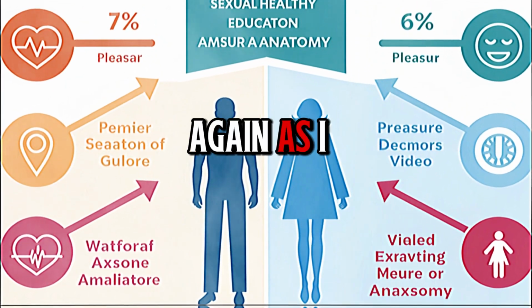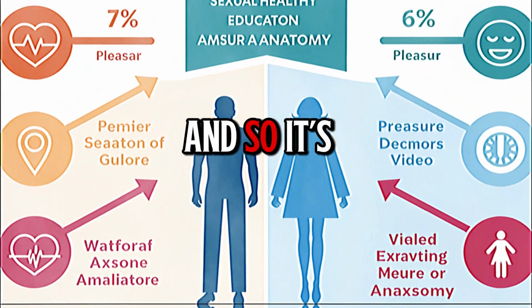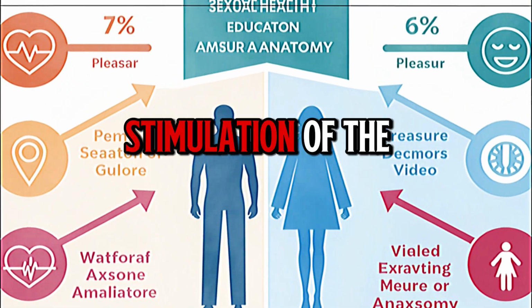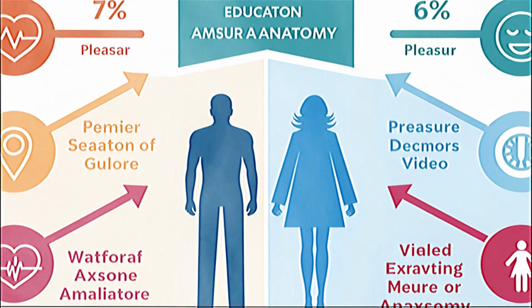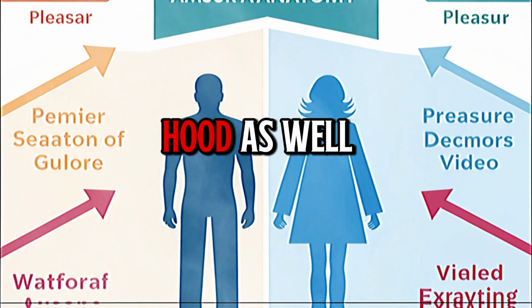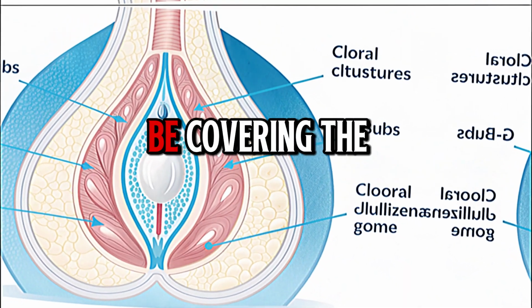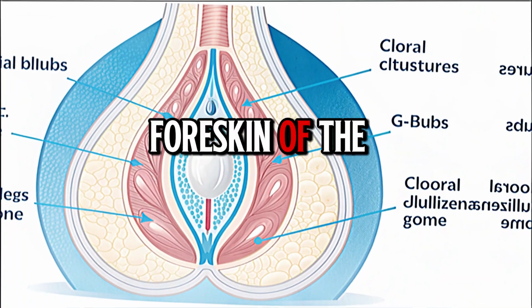And that is, again, as I mentioned, analogous to the head of the penis. And so it's full of tons of nerve endings, and very commonly, stimulation of the clitoris will result in orgasm for women, similar to how men need penile stimulation to have orgasms as well. It has a hood as well, and you can see that's called the prepuce. The prepuce can be covering the clitoris, can be moved back and forth, similar to the foreskin of the penis.